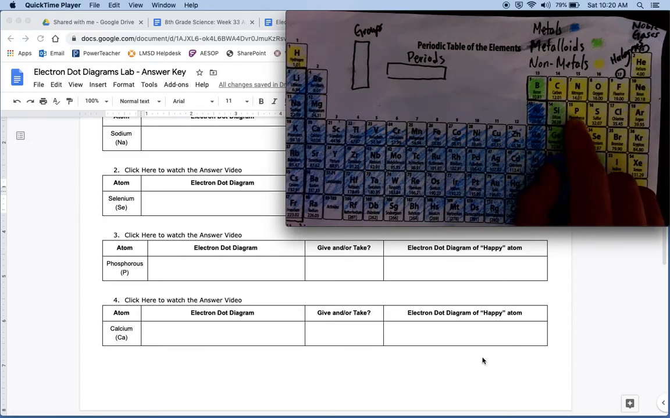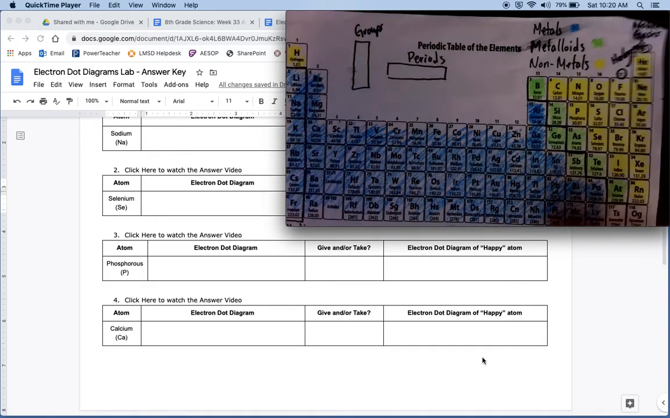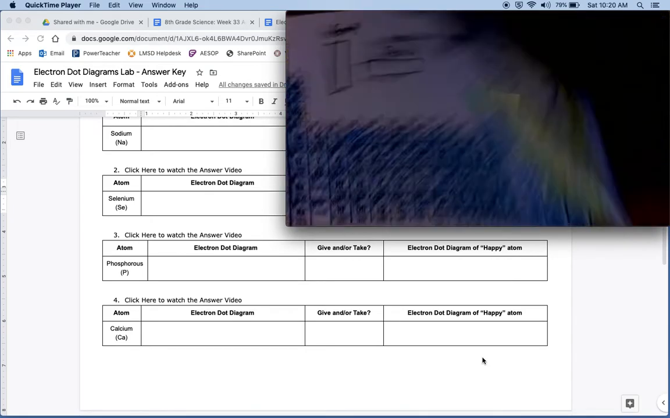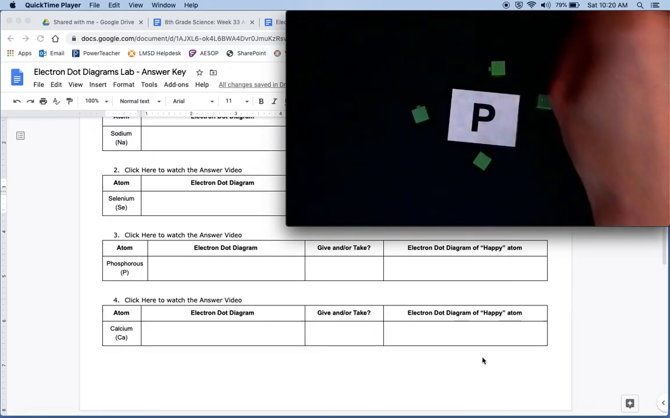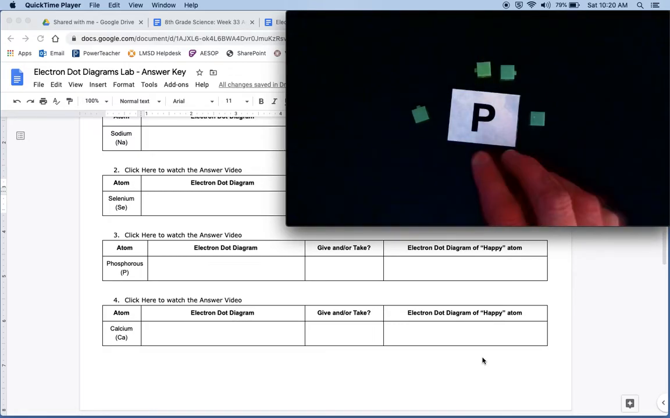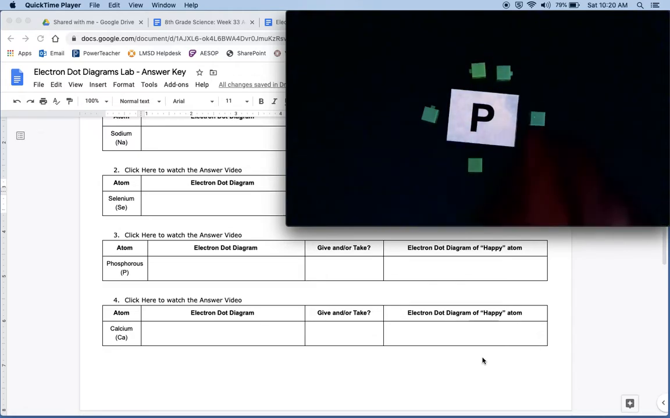So remember, to count the valence electrons, all we're doing is counting the tall columns. So 1, 2, 3, 4. It's in the fifth tallest column, right? So P would have 5 valence electrons. So I'm going to put 5 electrons around it, right? So from here, obviously I'm going to take a screenshot, put it there.